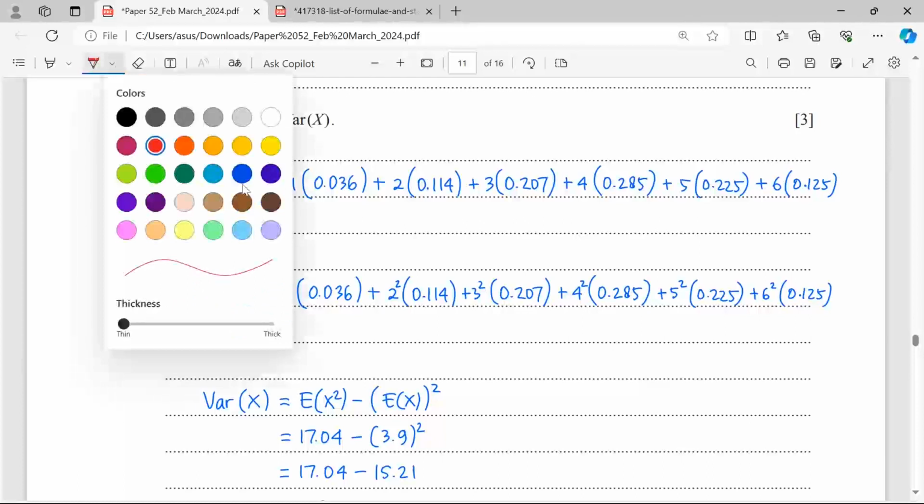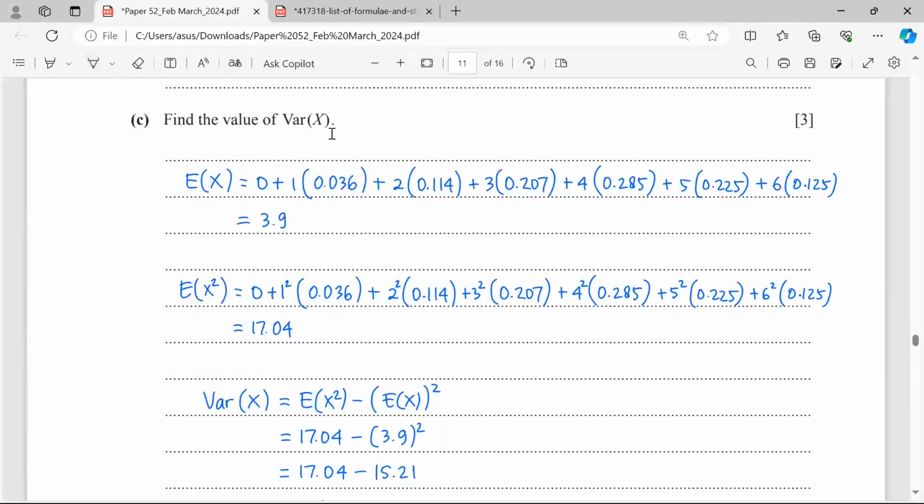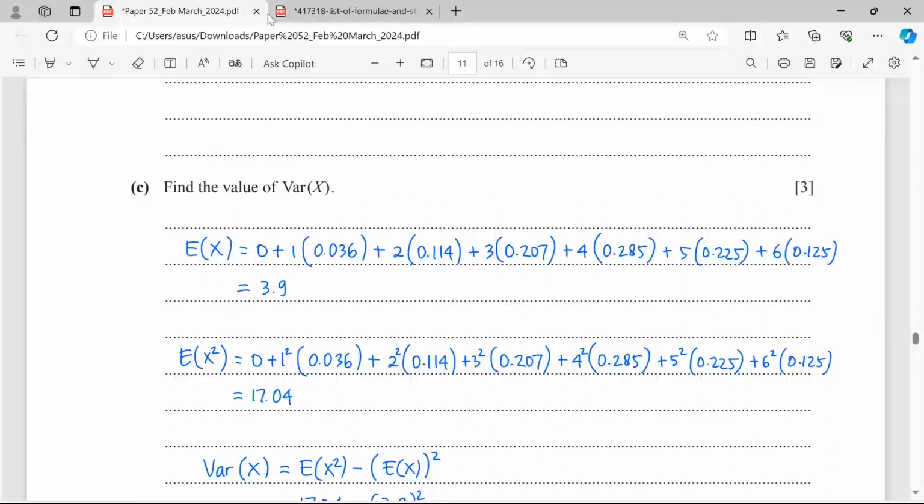Alright, for part C, we have to find out the variance of x. Yeah, remember variance of x is given by this one. Variance of x is actually expected of x squared minus expected of x and then square. So you have to find two things, expected of x squared and also expected of x. First of all, we can find expected of x, and to find expected of x itself, it is just sigma of x multiplied by probability x equal x like this. Yeah, the value multiplied by its probability, and you sum all of them.